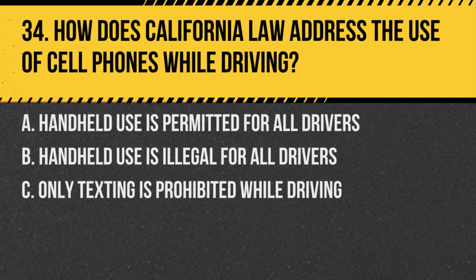Question 34. How does California law address the use of cell phones while driving? A. Handheld use is permitted for all drivers. B. Handheld use is illegal for all drivers. C. Only texting is prohibited while driving.